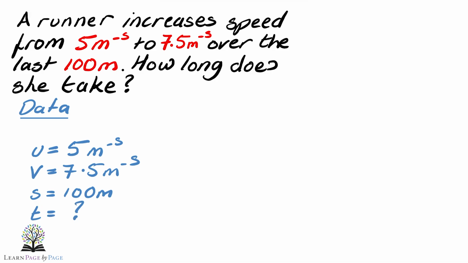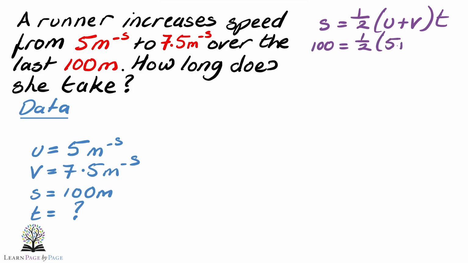Same equation. Might as well bring our equation up here. This is where we're going to be working from. And that was S equals a half (U plus V) multiplied by T. And put our values in. S is 100 equals a half. U is 5. V is 7.5. Close the bracket, multiply that by T.